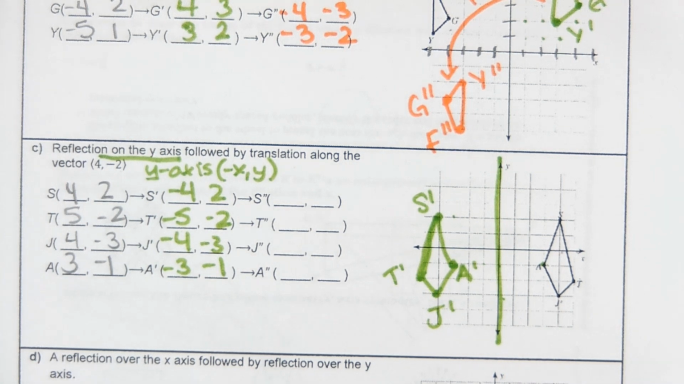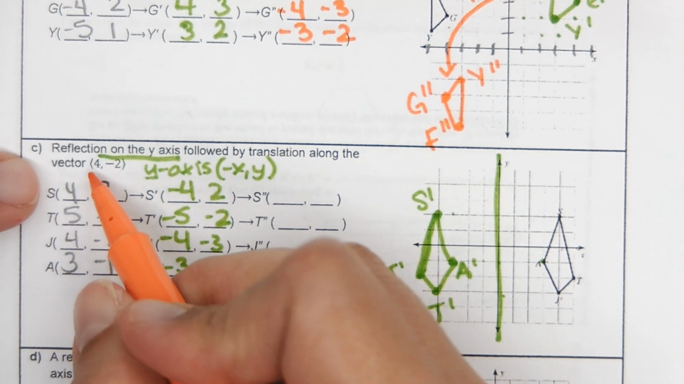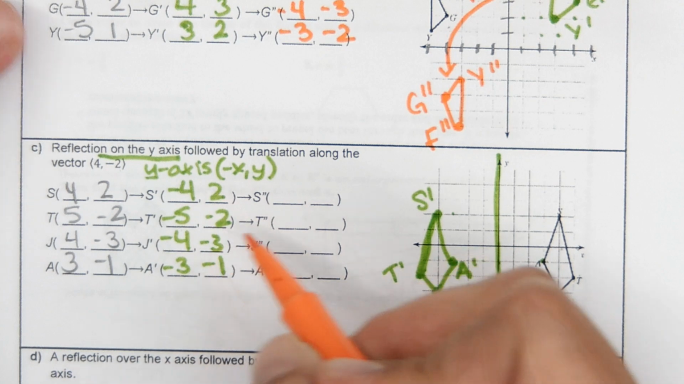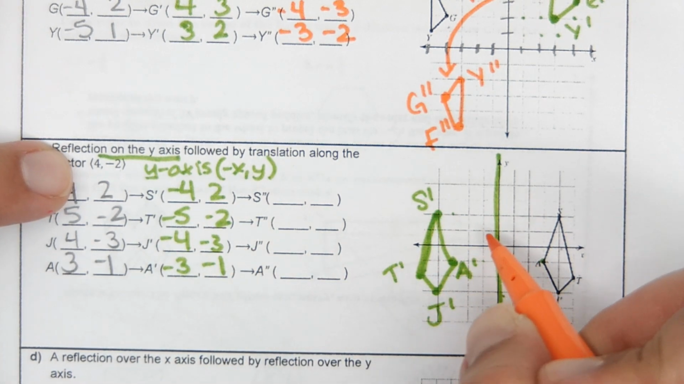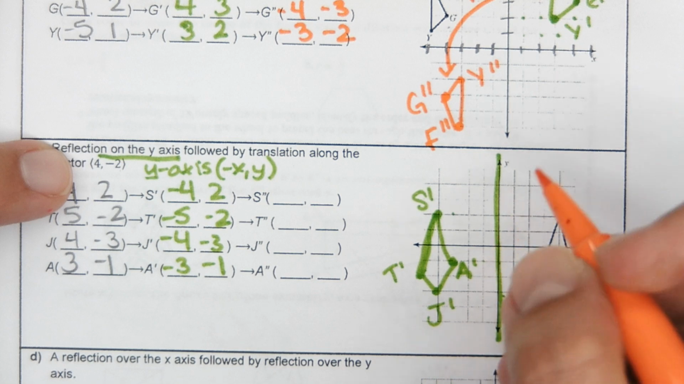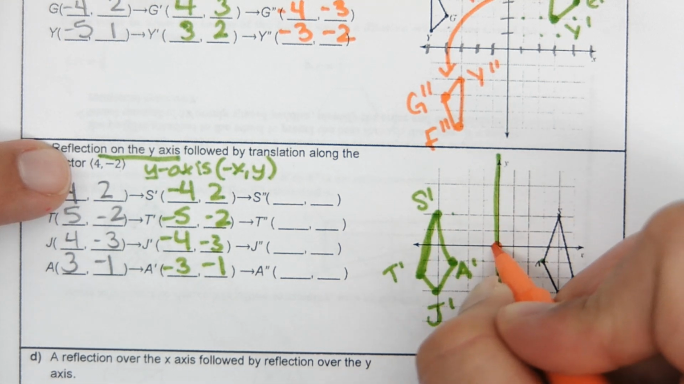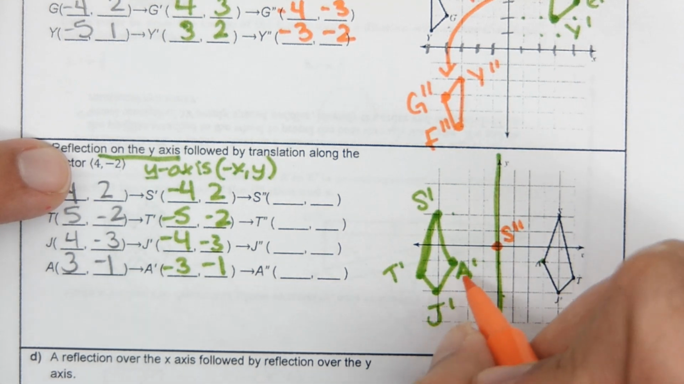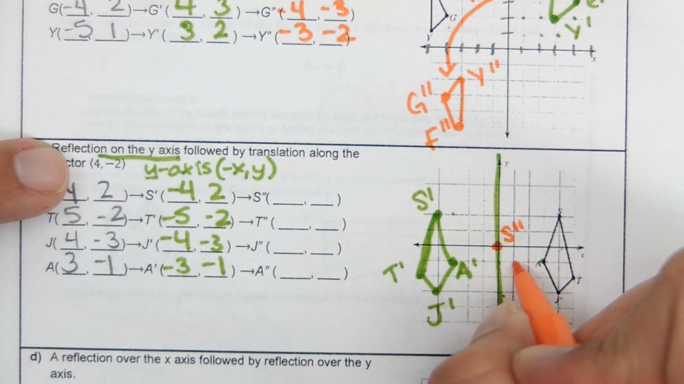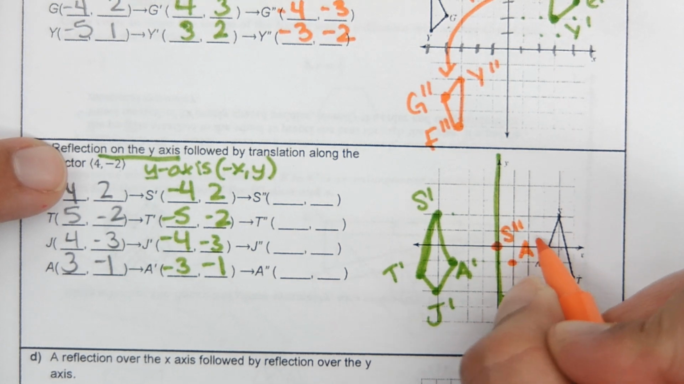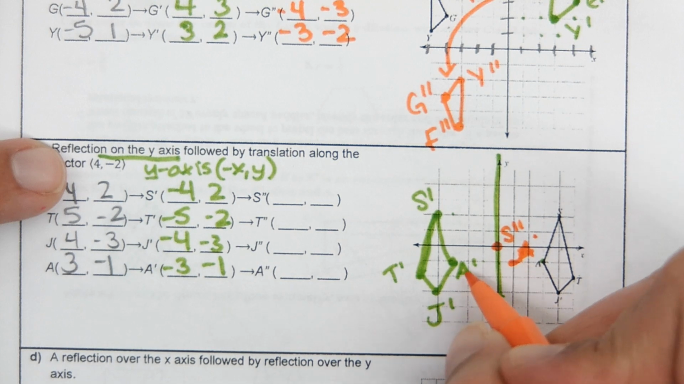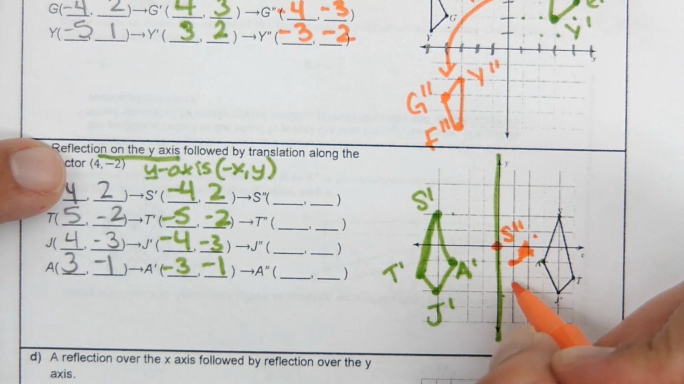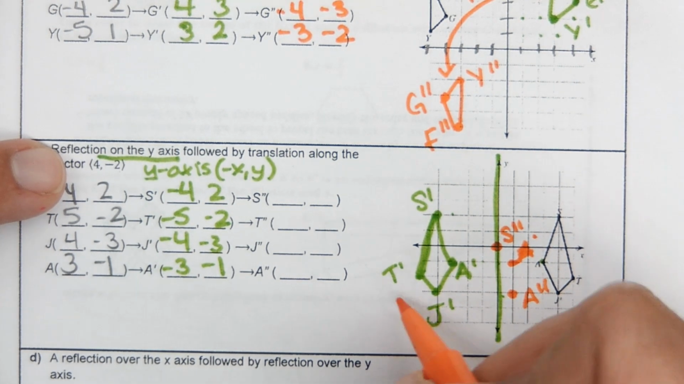Then it says a translation along the vector (4, -2). So I'm going to move each one of these points to the right 4, down 2. So positive 4, negative 2. Positive 4, negative 2. S double prime right here. Oh wait, problem with writing with pen, I messed up. Okay, so right 4, down 2, A double prime.